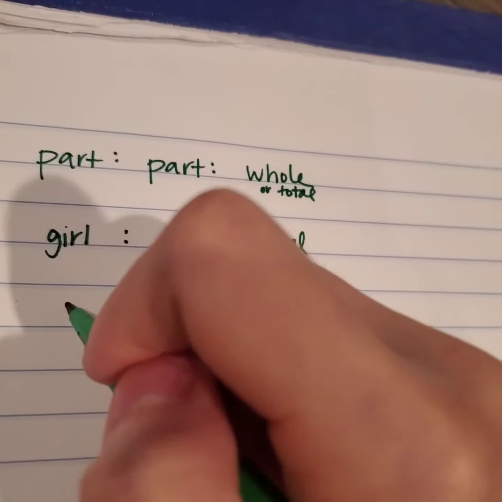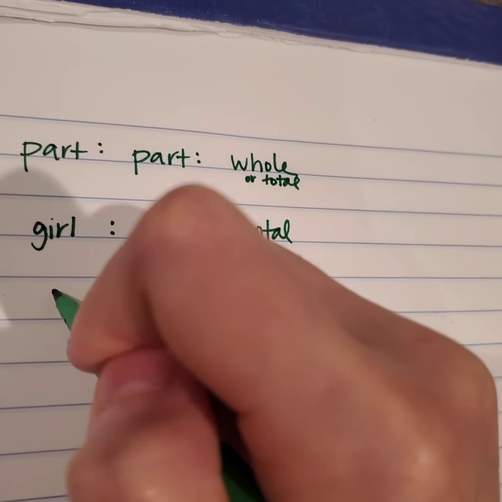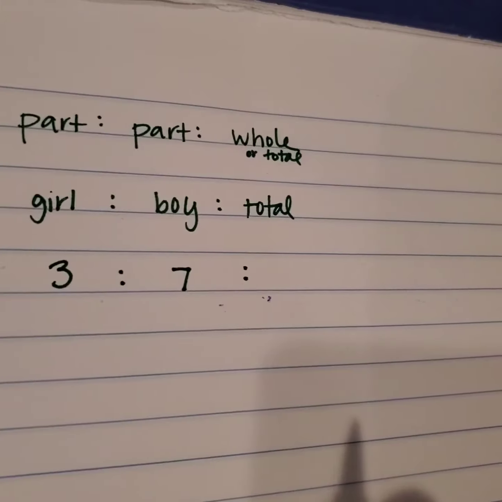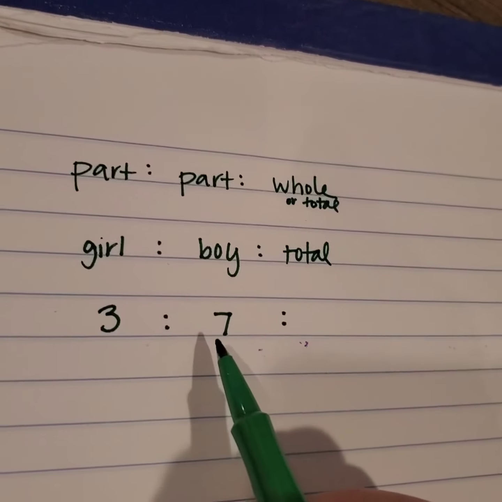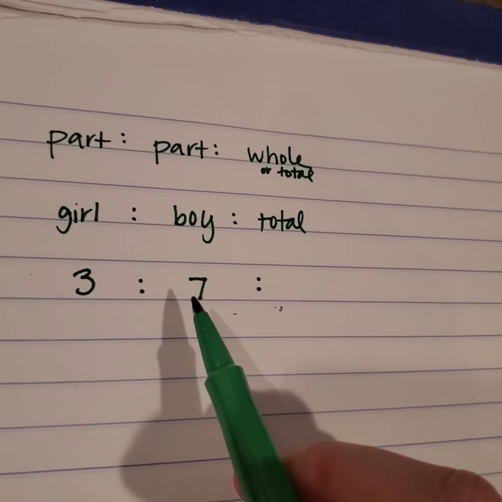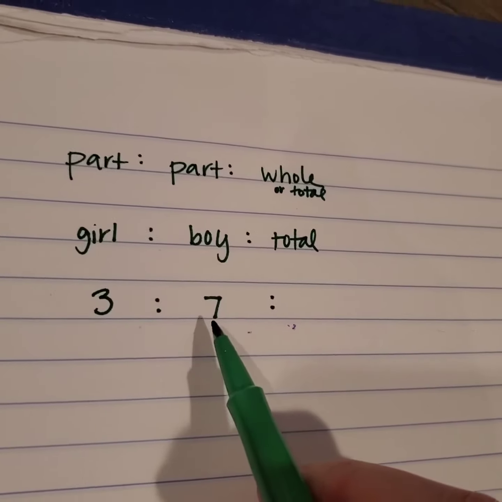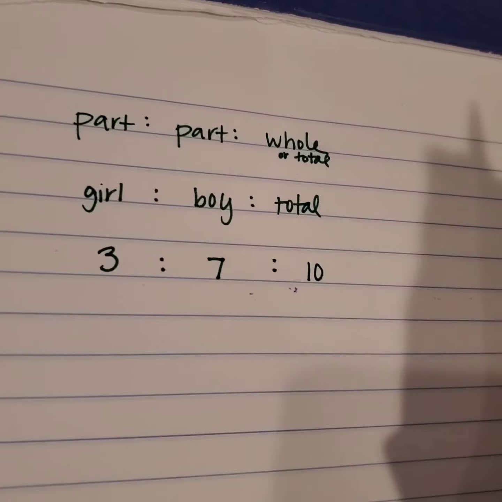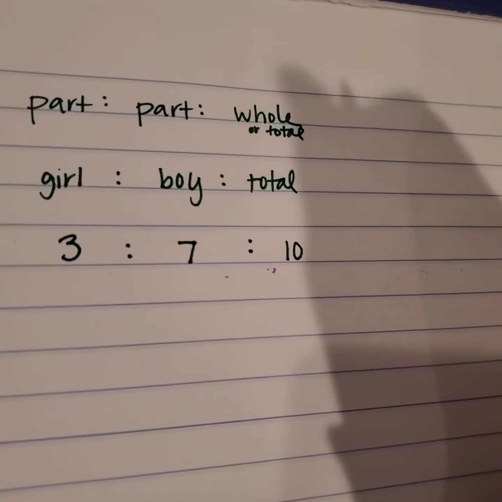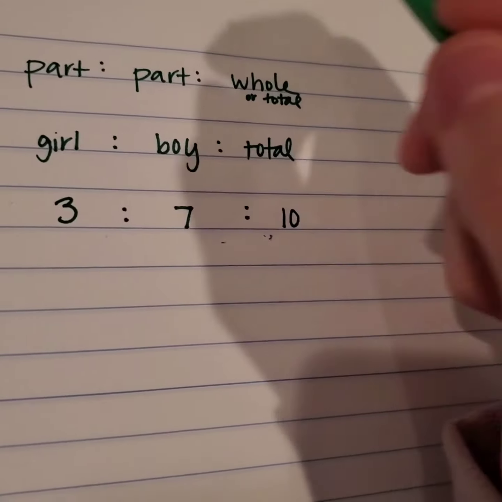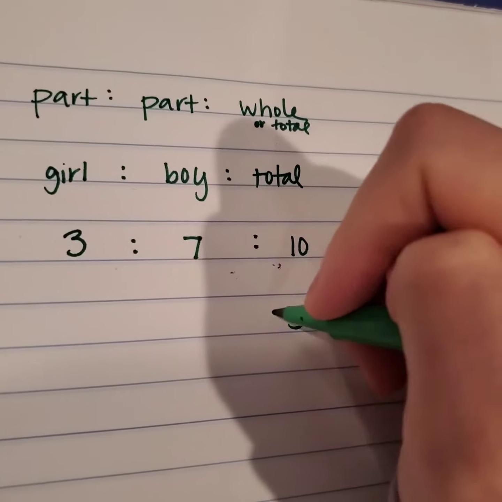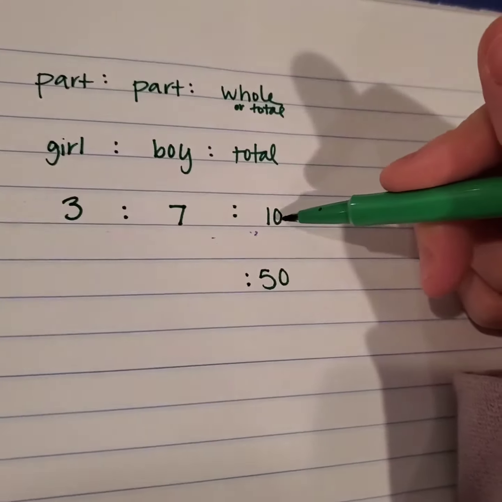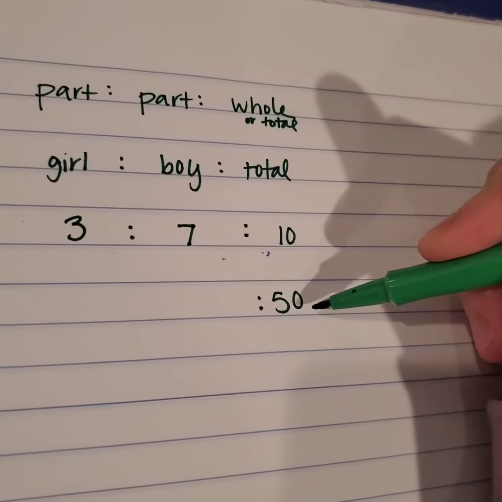The first information that they give us is the ratio of girls to boys, 3 to 7. So from that, we can find the total in the original ratio. 3 plus 7, I get 10, because all I'm doing is just finding the total from the original ratio. Now, the other piece of information that they give us is that there are 50 total students in real life. In actuality, there are not just 3 to 7, a total of 10 students, there are 50 total.